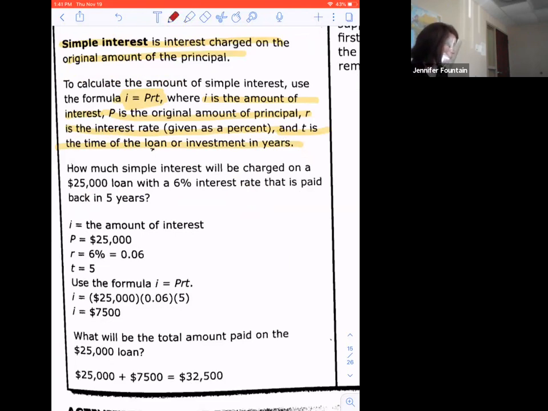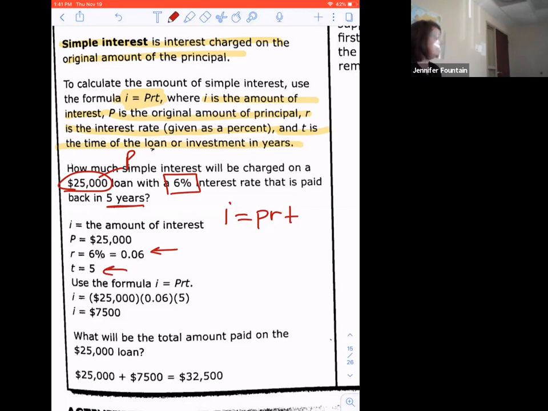So again, I said my formula is I equals PRT. In this situation, P is the amount that I've invested, or the amount of the loan. So that P is my principal. I know that P is going to be $25,000. My rate is 6%, and I'm going to express that as a decimal, so that would be 0.06. Time, it said, is 5 years. So we put a 5 here.